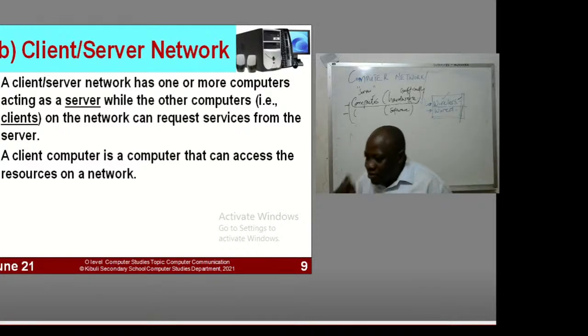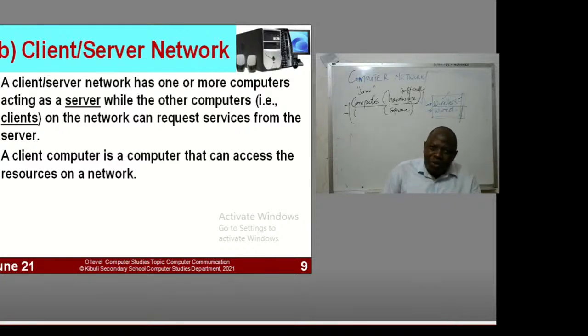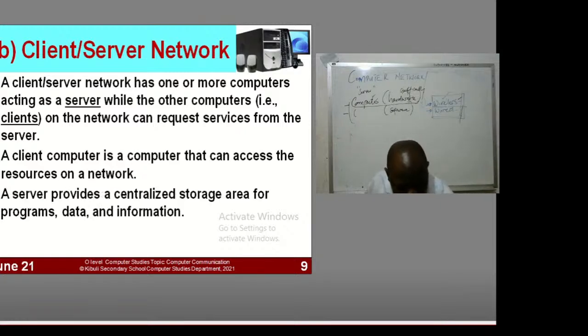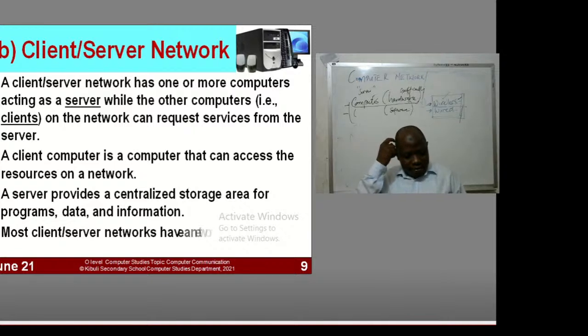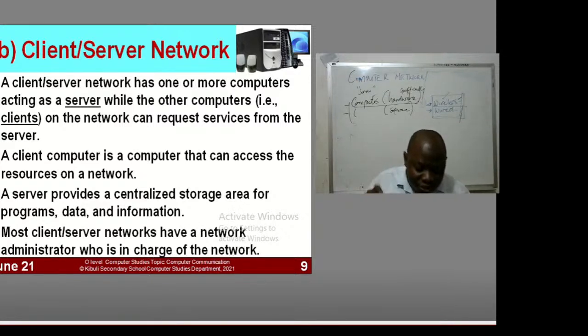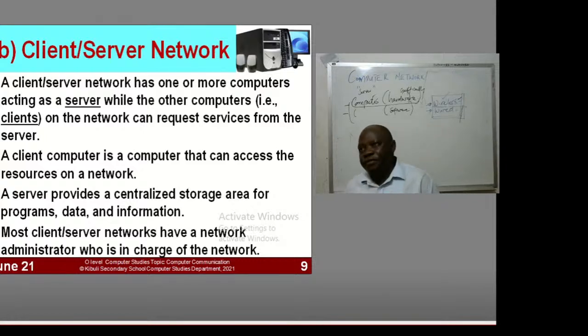You become the client. That is actually why you people come to school. Why? Because you come to school to access resources. Which resources? Knowledge in different subjects from teachers. Now the teachers become the server, then you become the client. So it's a computer that can access resources from the server. Then the server provides a centralized storage area for programs, data, and information.